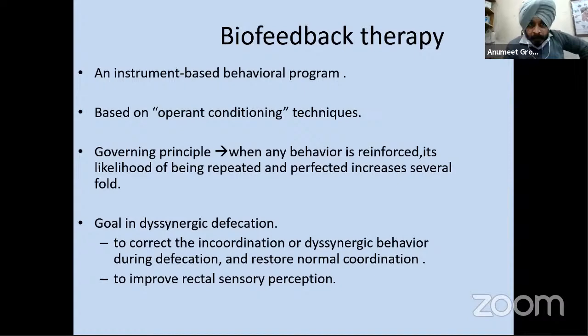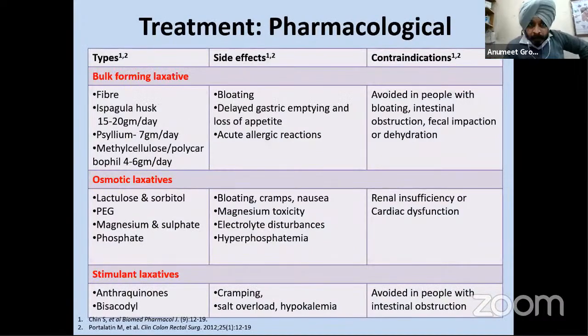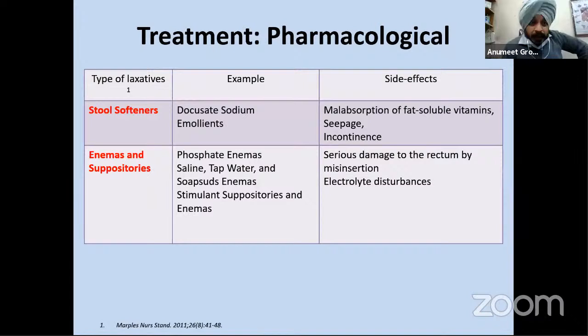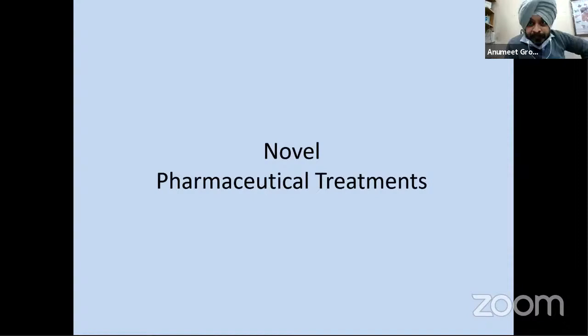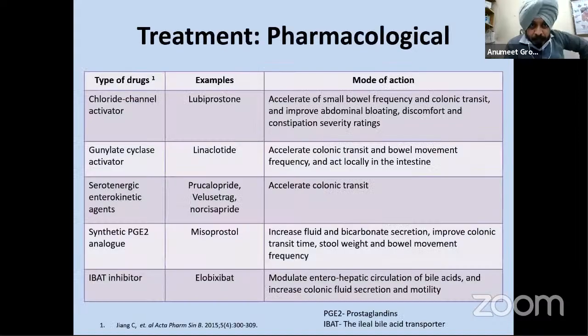These are the conventional treatments available: bulk forming laxatives, osmotic laxatives, stimulant laxatives, stool softeners, and enemas and suppositories. We use enemas and suppositories when there is fecal impaction. What are the new pharmaceutical treatments for constipation? They are lubiprostone, a chloride channel activator, and linaclotide, which is not available in India. Prucalopride, which is available in India, accelerates colonic transit, and elobixibat tablet, which is not available in India.